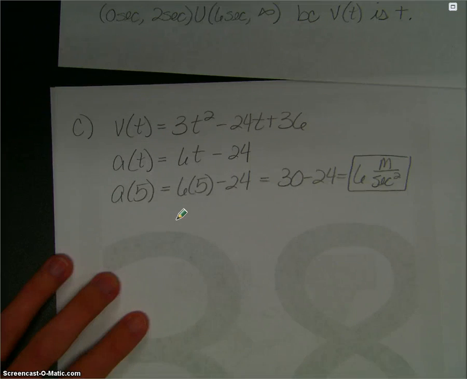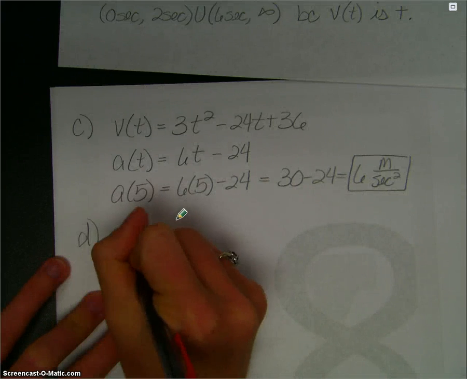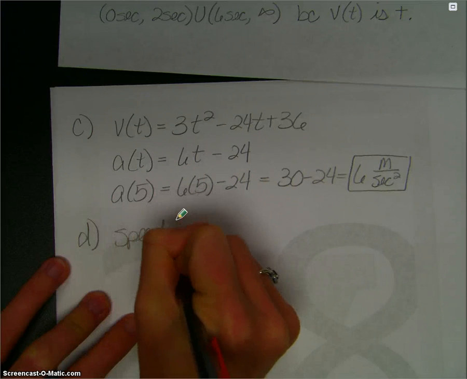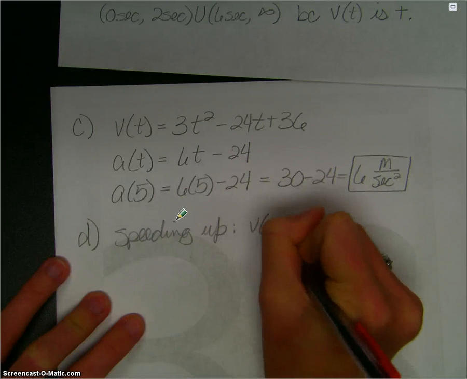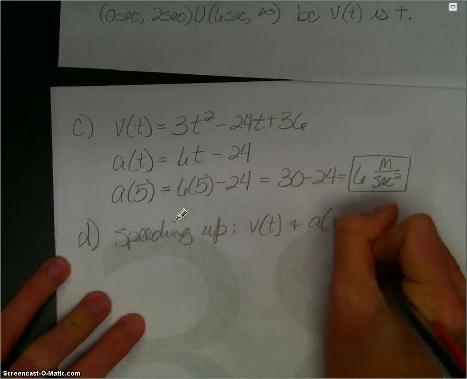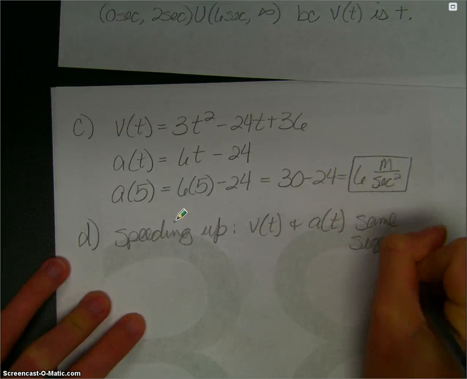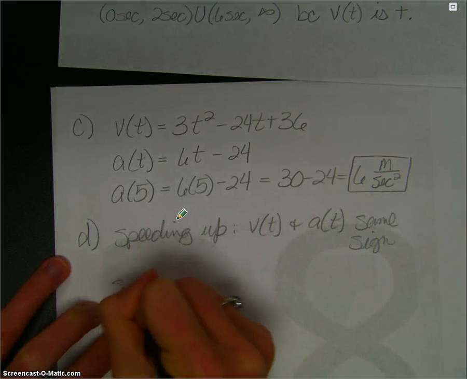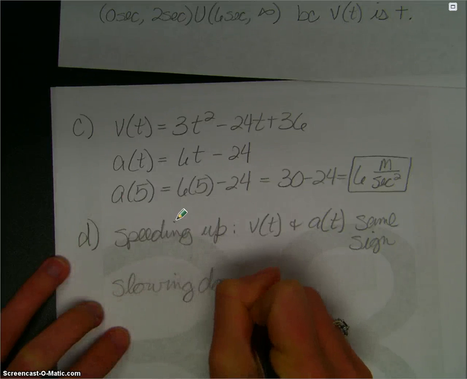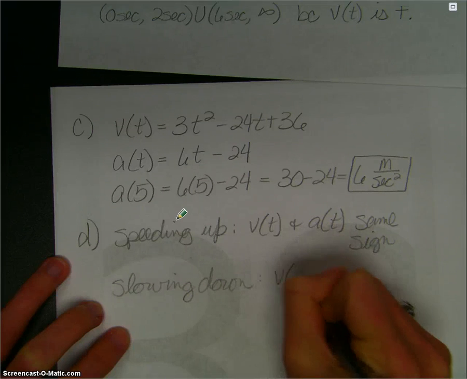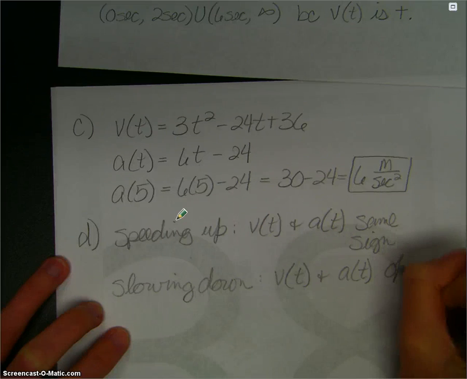Okay, and finally in part D, it asked me, is it speeding up or slowing down at 5 seconds? So remember that you'll have a particle that is speeding up when the velocity and the acceleration have the same signs. And you'll have a particle that is slowing down when the velocity and the acceleration have opposite signs.